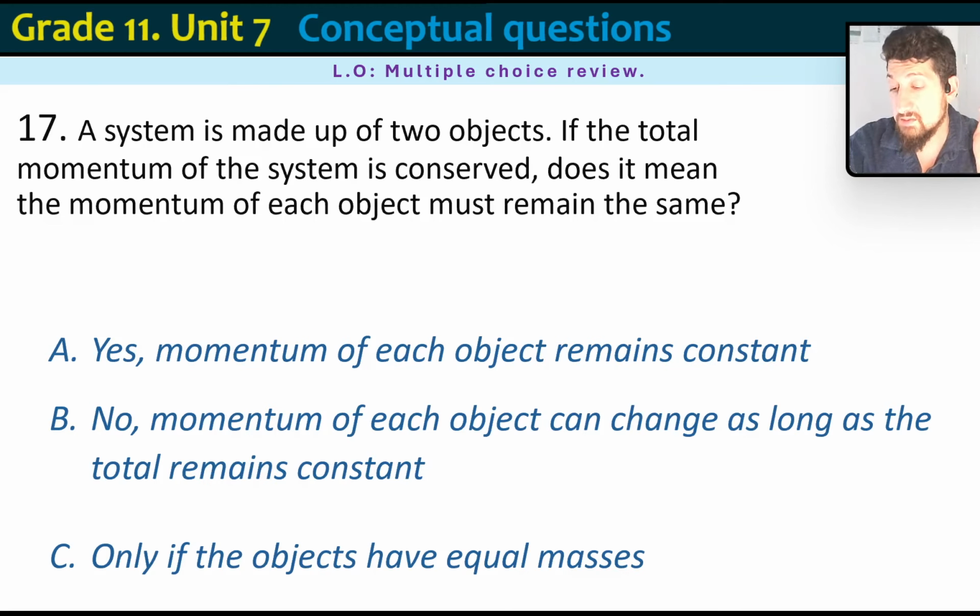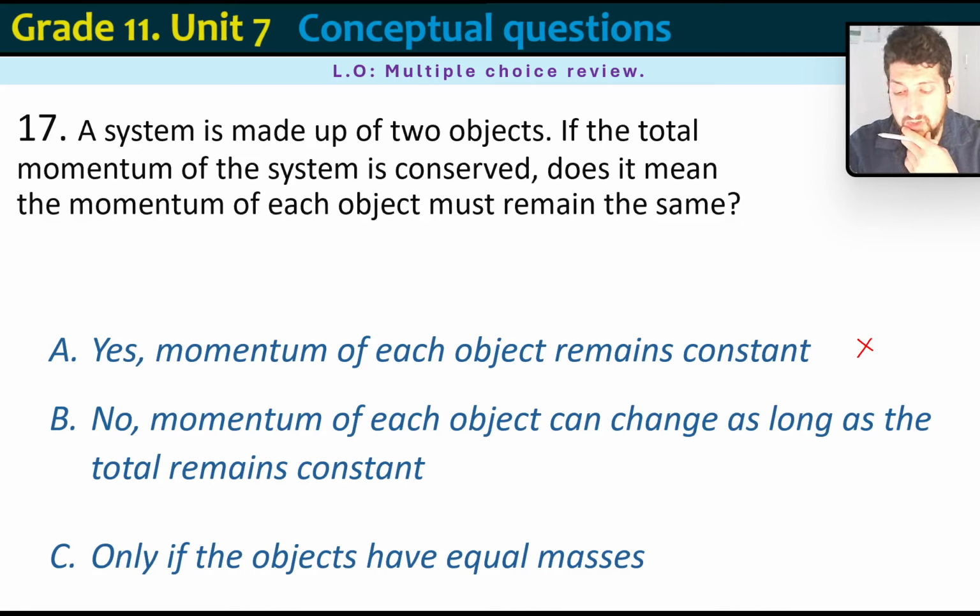Question 17 says the system is made up of two objects. If the total momentum of the system is conserved, does it mean the momentum of each object must remain the same? Remember, we kind of answered this in the beginning. Yes, momentum of each object remains constant. No, that's the whole point. If two objects collide with each other, let's say a small car and a big truck, and they stick together in a perfectly inelastic collision, then you better believe the momentum of each vehicle will change. The total momentum is the same before and after, but the momentum of each vehicle will change.